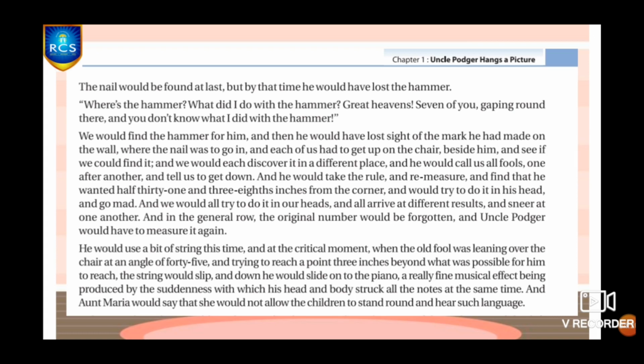Then this time he would make use of a string to measure, and at the critical moment when he was trying to lean over the chair at an angle of 45 and reach the point in the wall, beyond what was possible for him to reach, the string would slip, and after that he would slide onto the piano. And when you fall onto something like that, there is a very big noise. He would strike his head and body on all the notes of the piano at the same time, so it made a huge and strange noise there. And Aunt Maria would say she would not allow the children to stand around him and hear such a strange noise.